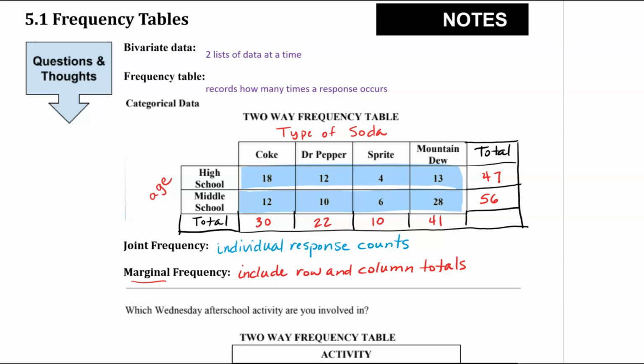In the last cell on the right, I can add the last column and I get 103. I can also add the last row, 30 plus 22 plus 10 plus 41. I should also get 103. 103 represents the total number of responses to our survey.